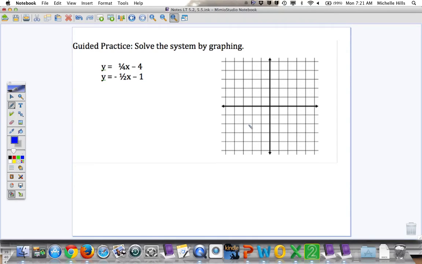Go ahead and pause this for just a minute. See if you can do this one on your own, and then come back and check your answer. So the first one crosses the y-axis at -4. A positive slope is going to rise from left to right, so a rise of 1 and a run of 4, and I'm going to draw my line.